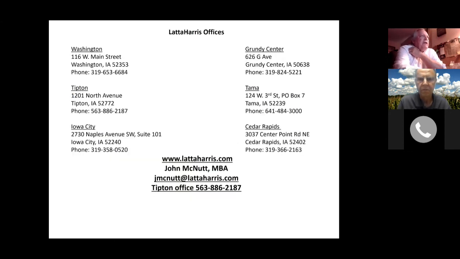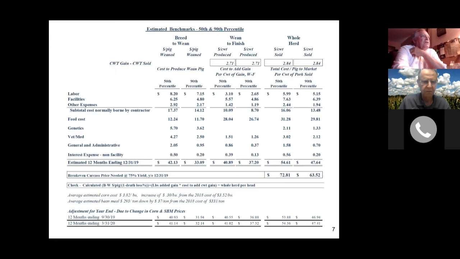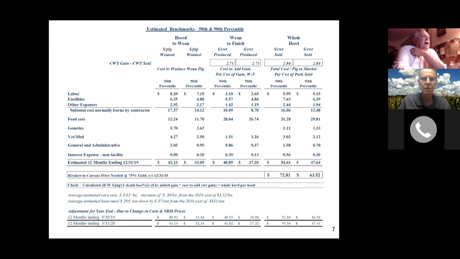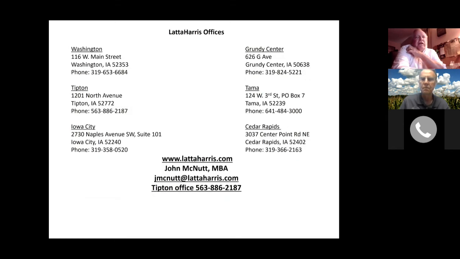It's 40 pages. And there's the benchmarks, 50th and 90th. And again, we've done that for 17 years, and it's interesting seeing some changes in costs. Year over year, feed costs are up. Labor is up quite a bit on the swine side. So I just wanted to share that with you before I'm done.